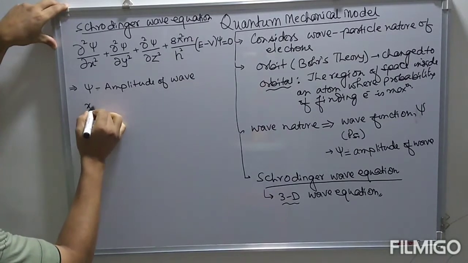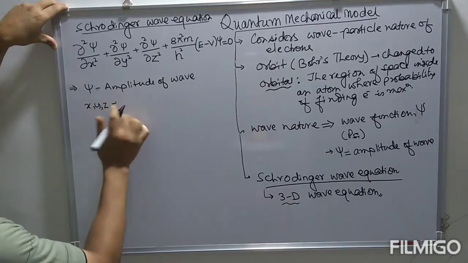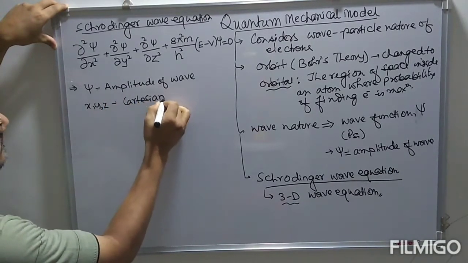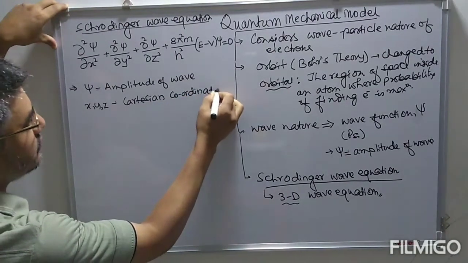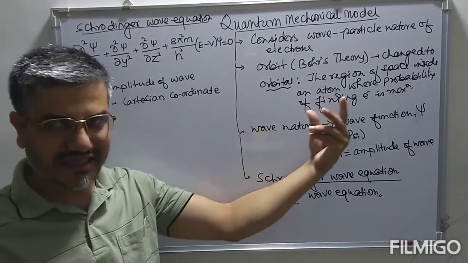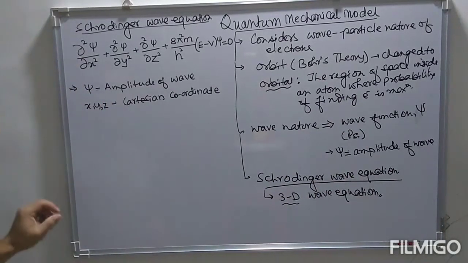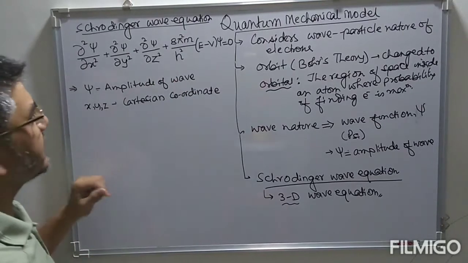This x, y, z represents Cartesian coordinates, because we are representing a three-dimensional wave. The wave will have its extension in x, y, and z, three dimensions. We have to take into account its extension in the x-axis, y-axis, as well as z-axis.